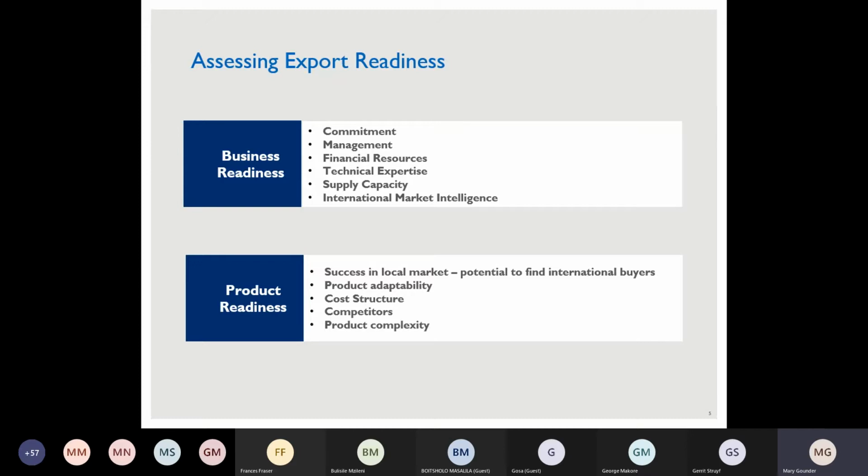Because they can help you actually find the buyers that you need. Your product adaptability. The requirements for a lot of products may be different in South Africa. The standards may be different. And as we go through the trade toolkit a little later, the actual document, you will see that there are certain requirements that need to be met for certain products. And you need to understand, what are the requirements in South Africa before you export?